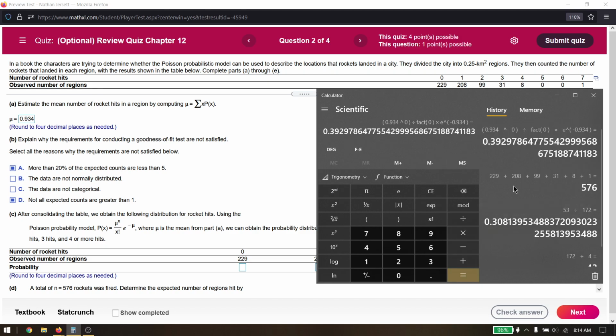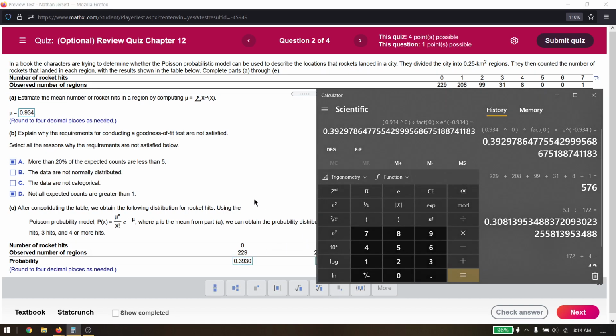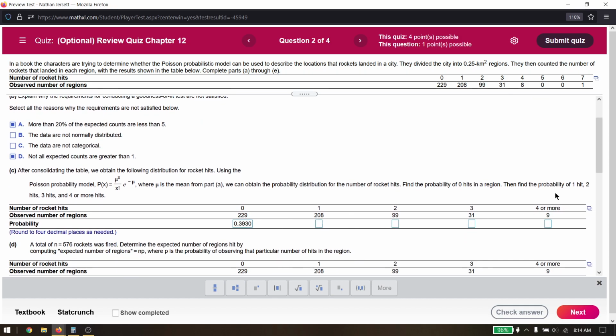Now all I have to do is hit equals, and that is the probability for the Poisson model for this data set. It wants 4 places, so 0.3929, but that rounds up to 0.3930. Double check that. 0.3930. Yes. Okay. Now it wants the probability for 1, 2, 3, just all of them. I don't really know why it said for just 0 and then the rest. So I'm going to do the same thing for the last 4.